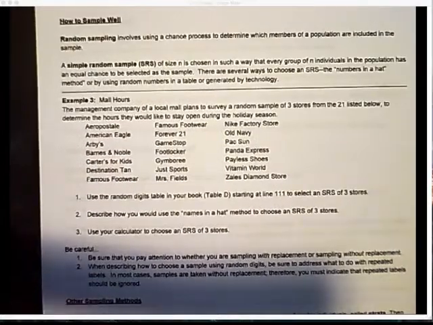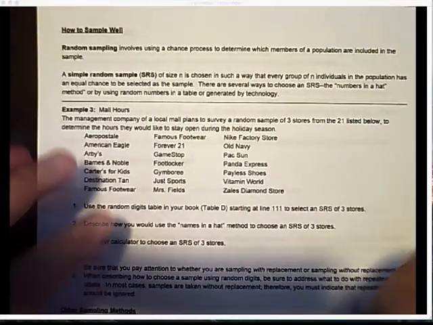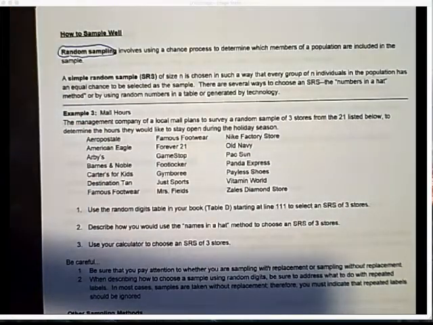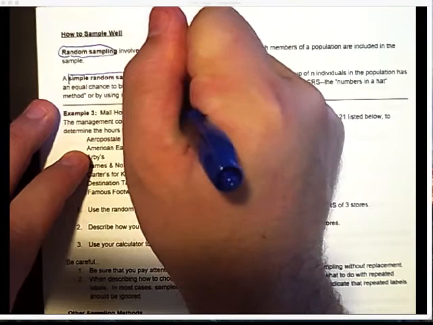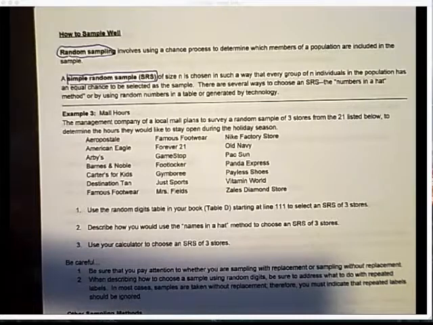So now that we've talked about sampling badly, let's talk about sampling well. So one principle of sampling well involves random sampling. Okay, that involves using some sort of chance process to determine which members of a population are included in the sample. Okay, and the best type of random sampling is called a simple random sample. What that is: a simple random sample of size n is chosen in such a way that every group of n individuals in the population has an equal chance to be selected as the sample.